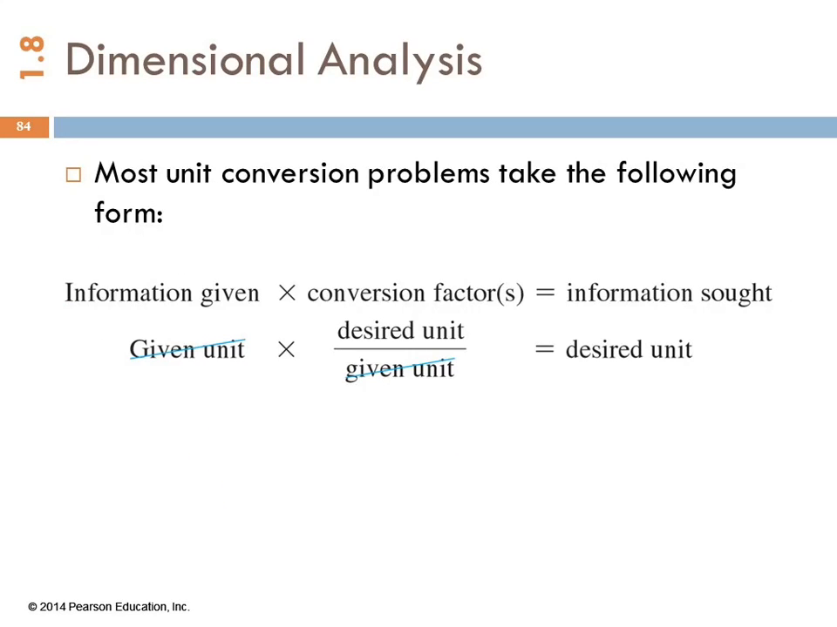So most of these problems are going to take this general form. They're going to give you some information. You'll have a given unit, you're going to multiply by a conversion factor, and then you're going to get the desired unit. They're going to say, well, here, this is 12 inches. How many centimeters is it? So you have a given unit and a desired unit. We multiply by the desired unit, we divide by the given unit, and then the given unit cancels out.